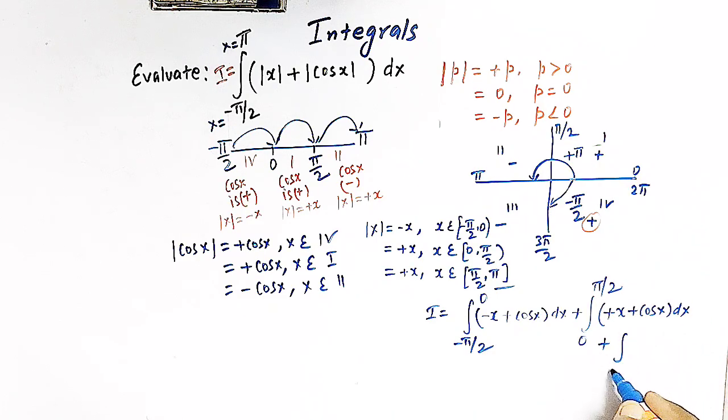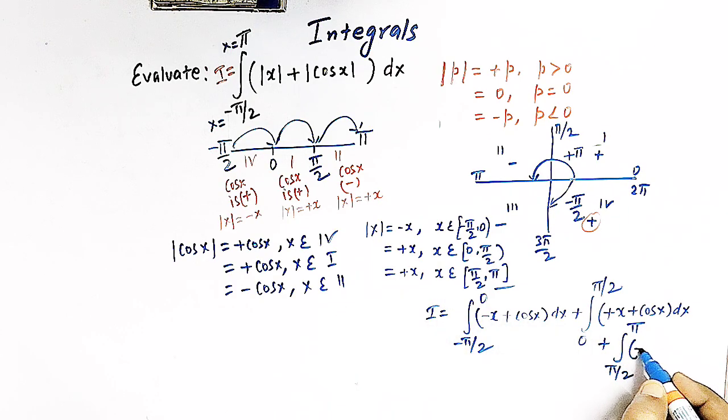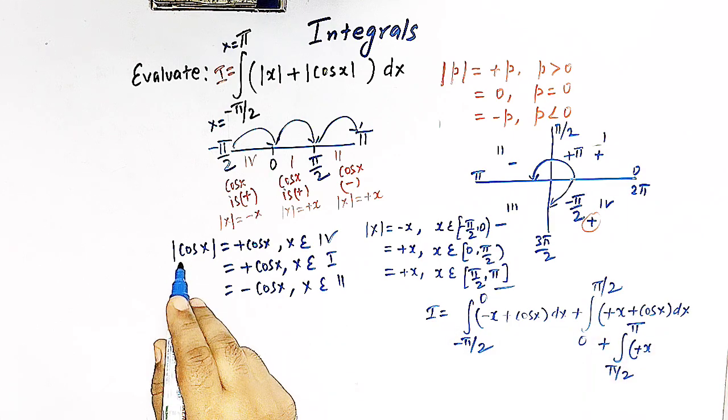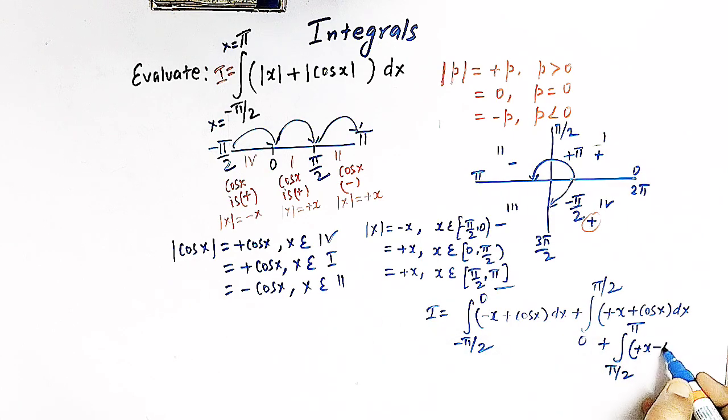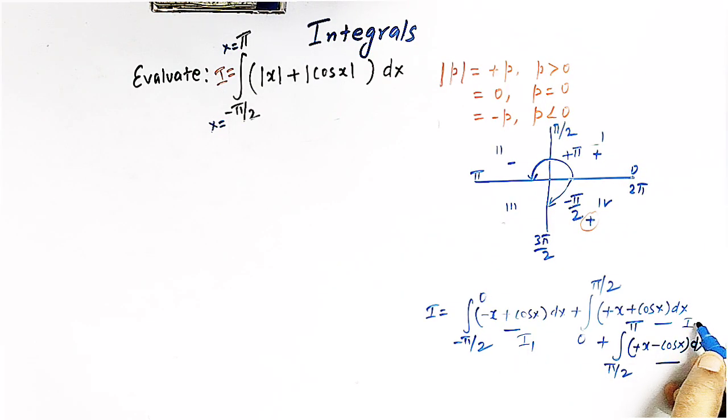And when we go from pi by 2 to pi, then mod of x is again positive x, and mod of cos x is negative cos of x. So now we have to evaluate these three integrals. So let us call these integrals I1, I2 and I3.